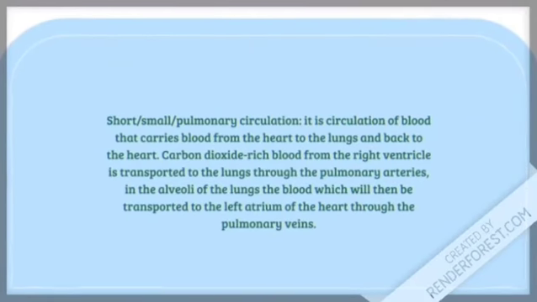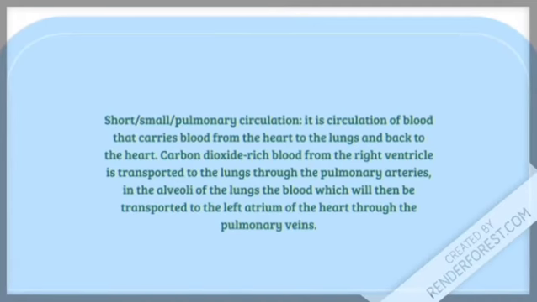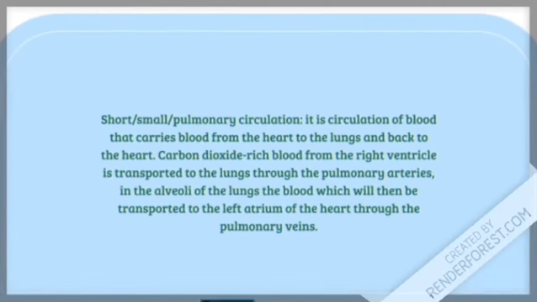Short, small, or pulmonary circulation is the circulation of blood that carries blood from the heart to the lungs and back to the heart. Carbon dioxide-rich blood from the right ventricle is transported to the lungs through the pulmonary arteries. In the alveoli of the lungs, the blood is exchanged with oxygen-rich blood, which will then be transported to the left atrium of the heart through the pulmonary vein.